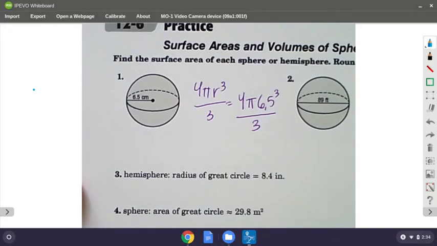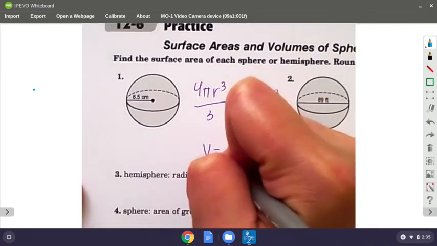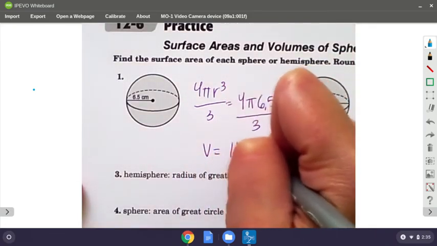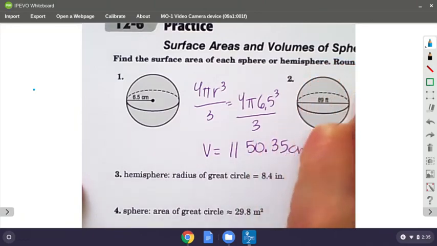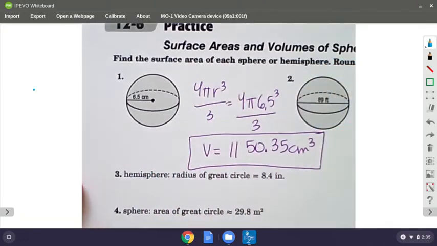So I'm going to do the 6.5 to the third first, which is 274.625. And then I'll multiply that by 4 pi and then divide by 3. So this one's going to be 1150.35 cubic centimeters.